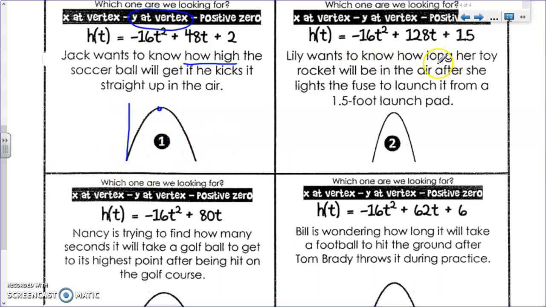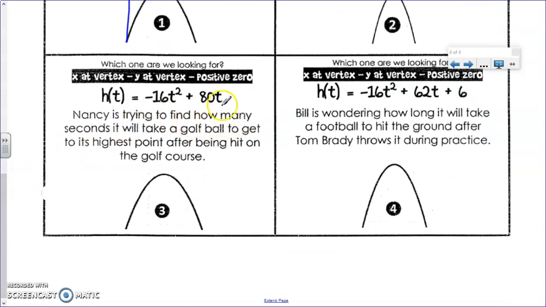Lily wants to know how long her toy rocket will be in the air. So the total time it will be in the air, here's where it started, here's where it landed. So that's our positive 0. Positive 0, because this could be a negative. All right, Nancy is trying to find out how many seconds. So we know we're talking about the X because it's time. It will take the golf ball to get to its highest point. So we're talking about X at the vertex.